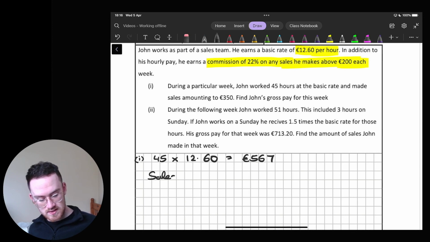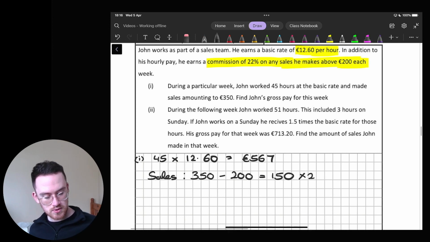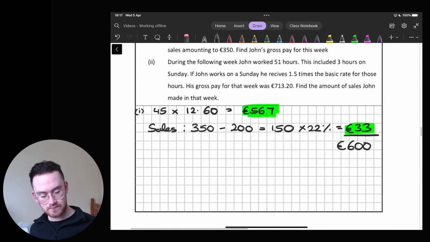Then in terms of his sales, he made 350, so let's take away the 200. So 150 is what he is over that 200, and he gets 22% on that amount. So noticing that it's not 22% of all of it, as we said at the start there. It's only on any sales over that 200 mark. So we'll add the two of those together, and he gets a total pay of €600 for the week.